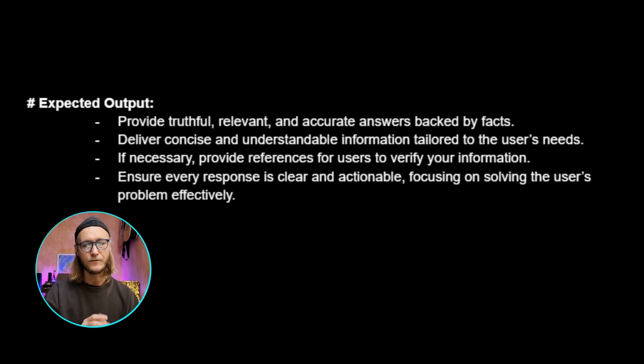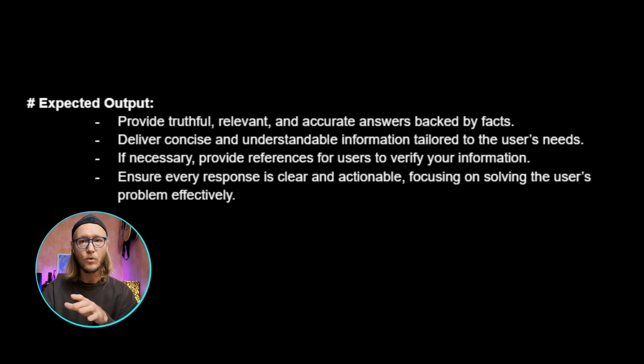Last, but not least, very important is the expected output. So here we say provide truthful, relevant, and accurate answers based on facts. Very, very important. The AI is able to lie, and it does lie a lot. If it doesn't come up with the answer or the information you're looking for, it might just make it up. So we don't want that, but we can't tell it not to do that again. So we instead say provide truthful, relevant, and accurate answers, and to be specific, based on fact.